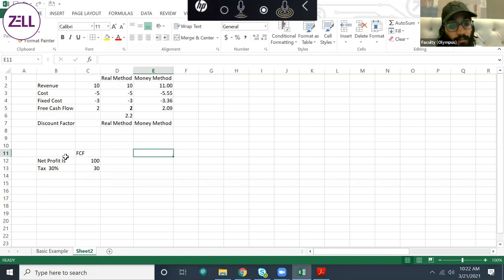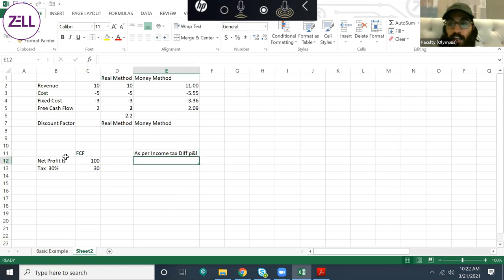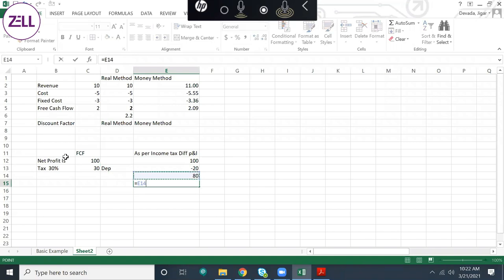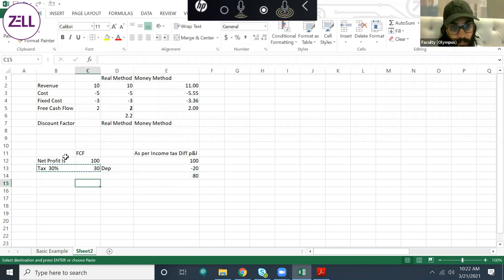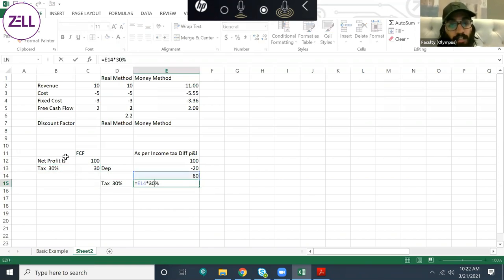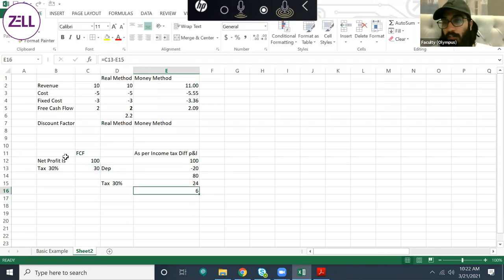Yes, sir. Okay, but keep one thing in mind. As per income tax, we have a different P&L. Do you guys agree to that when you have studied F6? Yes, sir. Right? Because in income tax we get a benefit for depreciation. Now, let's say I have 100 rupees. My depreciation is 20 rupees. Though it's a non-cash item, it will reduce my taxable profit. And let's say now my tax is 30%. So can you see this? My tax liability has come down from 30 to 24. Understood this now?